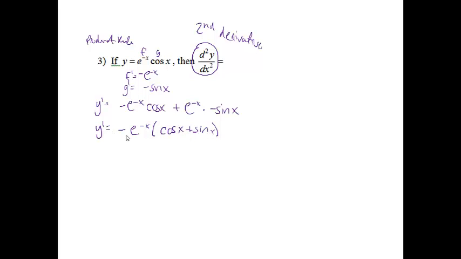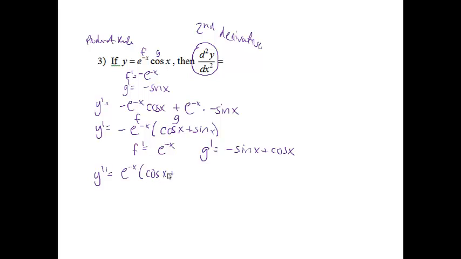So now I do need to take the derivative again. I am going to have to use the product rule, but I'll only have to use it 1 time. So the negative e to the negative x will be my f, and cosine x plus sine x will be my g. So f prime will equal positive e to the negative x, because I will have to multiply by the derivative of negative x, which is negative 1. And then g prime, the derivative of cosine, is negative sine x, plus the derivative of sine x is cosine x.